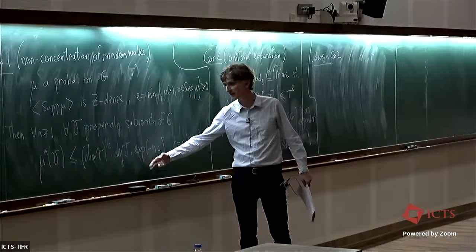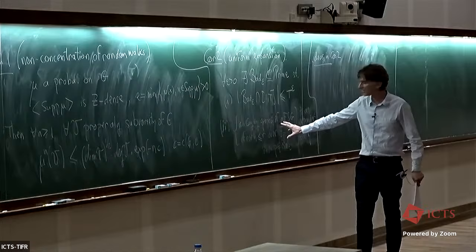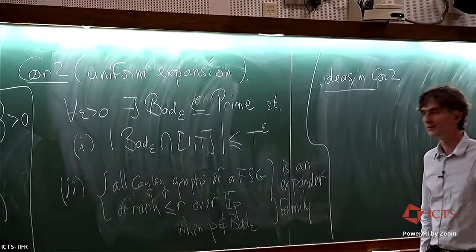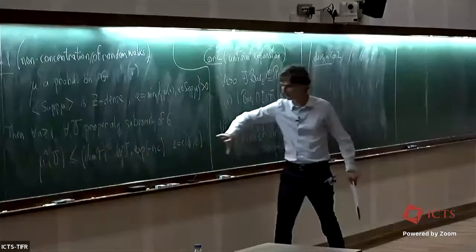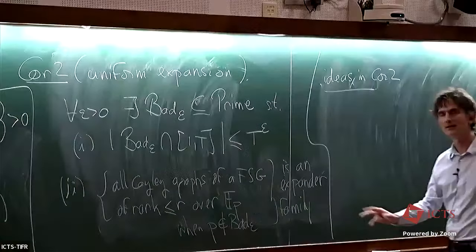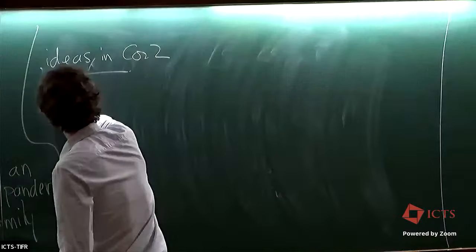Okay, so this is typically a stronger statement than that. But what we do is the opposite. We first prove something in characteristic zero, and we deduce characteristic p as a consequence. And this is done by a very general principle.